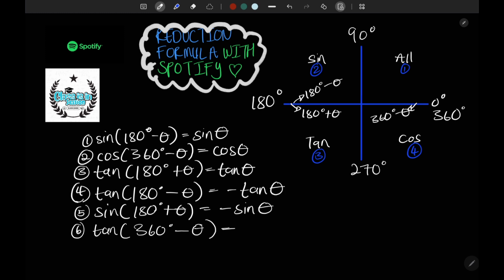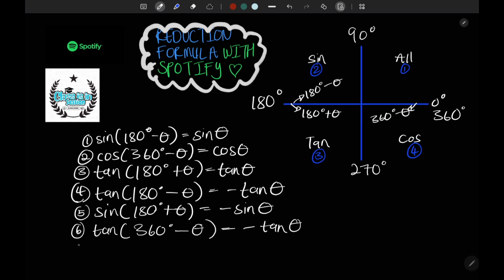Right, what's inside your bracket? We have 360 degrees minus theta. Let's locate it on the case diagram. There's 360 degrees minus theta. It's in the fourth quadrant where tan is negative, right? So your answer should be negative tan theta.